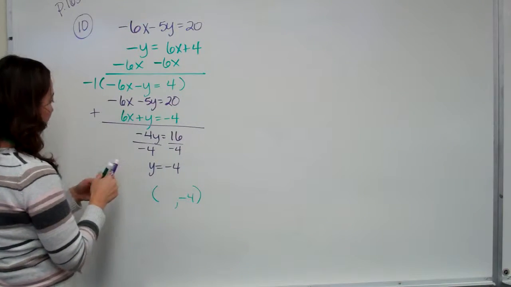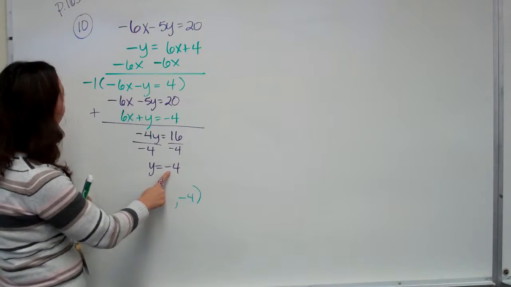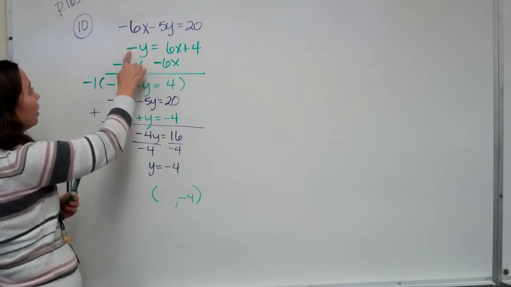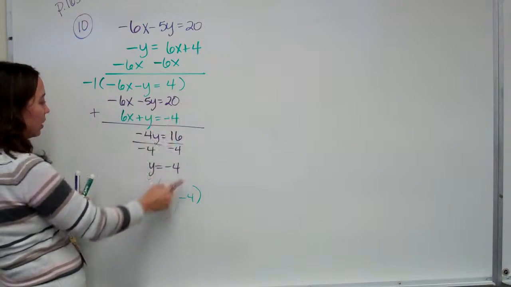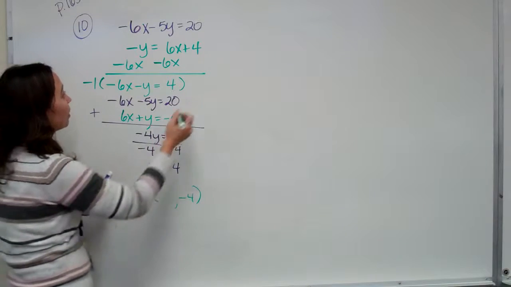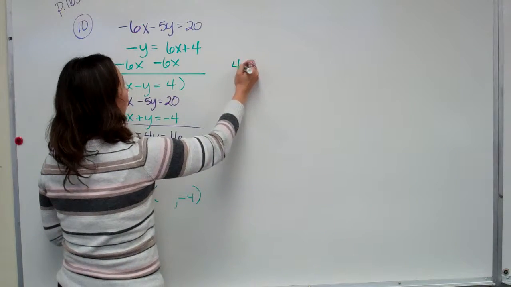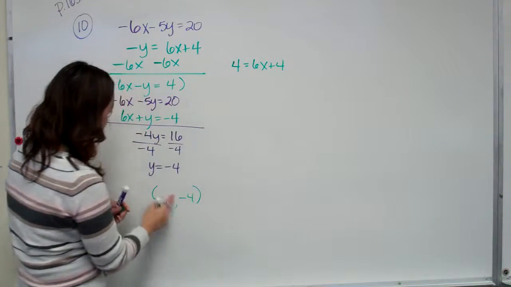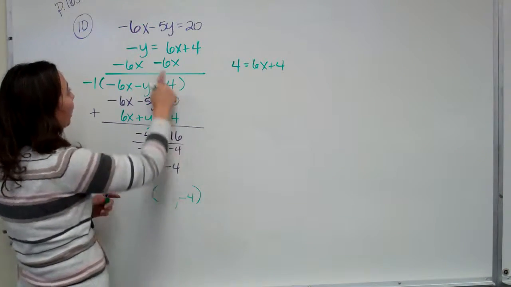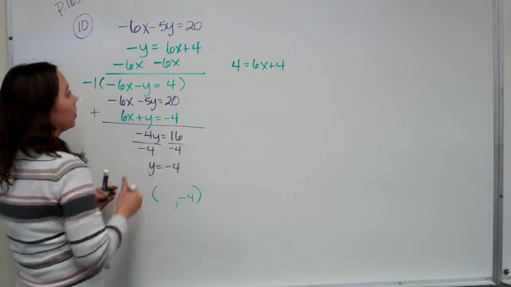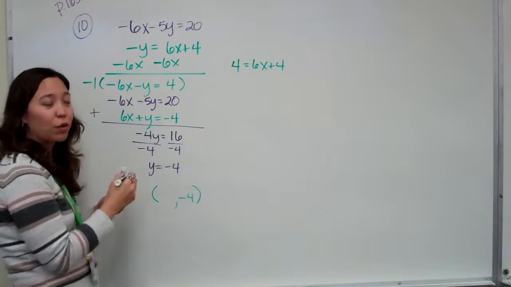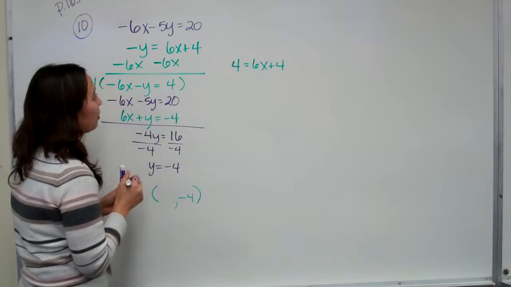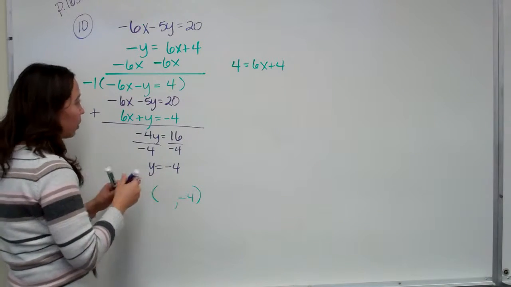Again, it doesn't matter. So when I do that, I have a negative 4 going into this negative y. That means opposite of this. So I'm going to have a positive 4 equaling 6x plus 4. And again, I just plugged in this y into this y here. So I really have a negative 4, which is that y, of a positive 4. And that equals 6x plus 4.